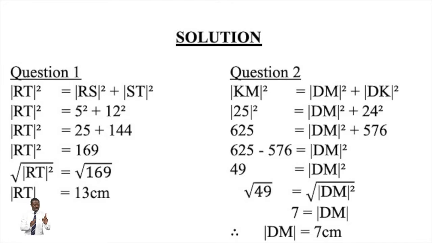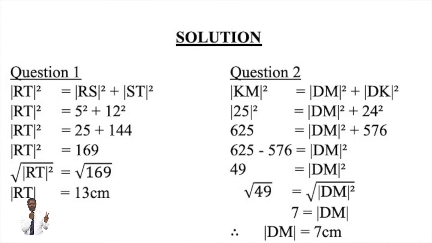Therefore, RT squared is equal to 169. To take off the square sign from the RT, we introduce the square root sign to both sides. Therefore, RT is 13 centimeters. Always remember to bring your unit of measurement. Question number 2.